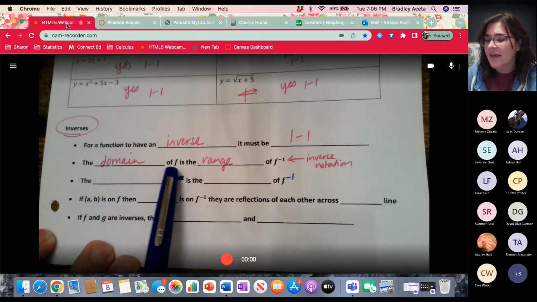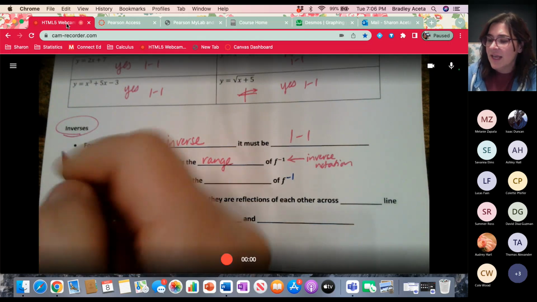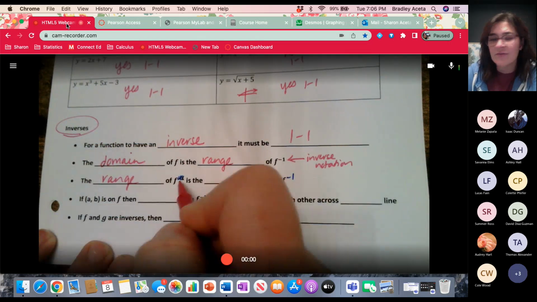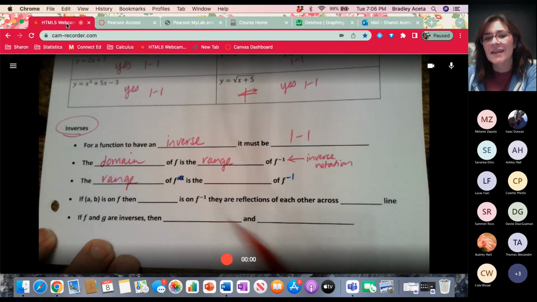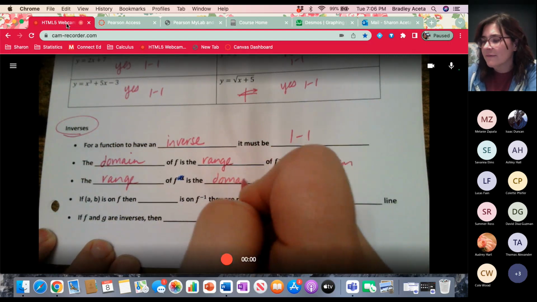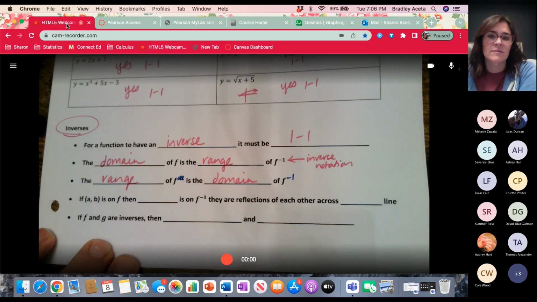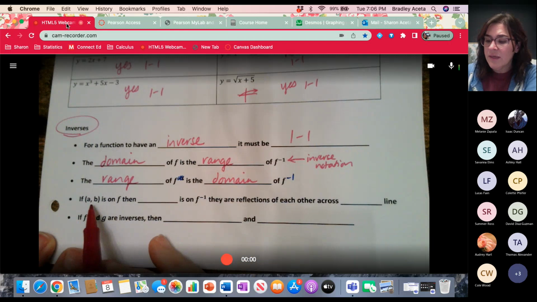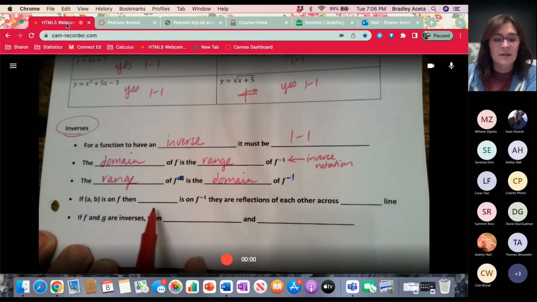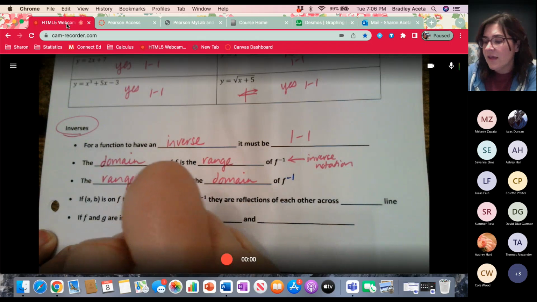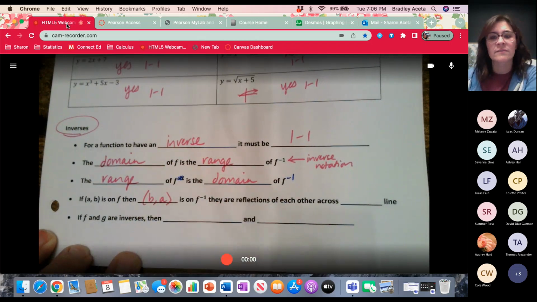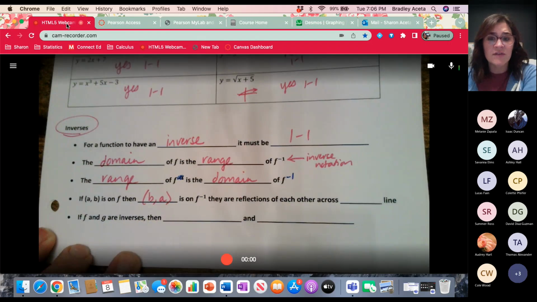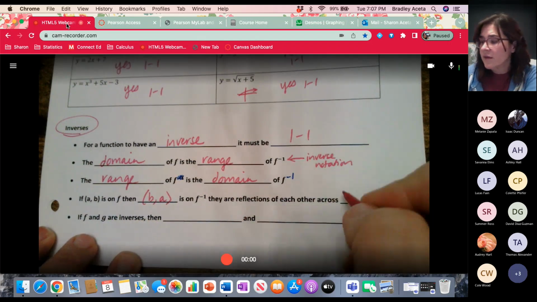The domain of f is the range of the inverse function, and the range of f, sorry about that, is now the domain of the inverse. So they switch. Your domain and your range literally switch for inverses. So kind of neat. If the coordinate (a, b) is on f, then (b, a) is on the inverse. They are reflections of each other, and they reflect across the y equals x line.